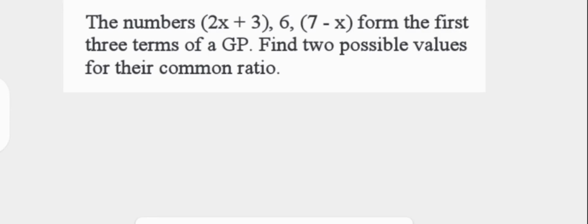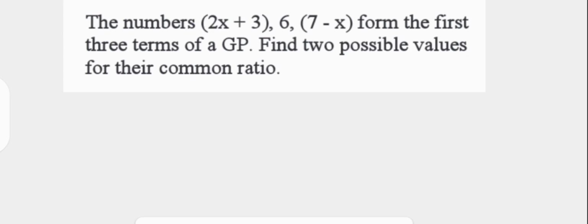This geometric progression problem states that the numbers 2x plus 3, 6, 7 minus x form the first three terms of a GP. Find two possible values for their common ratio. Now let's get it started.